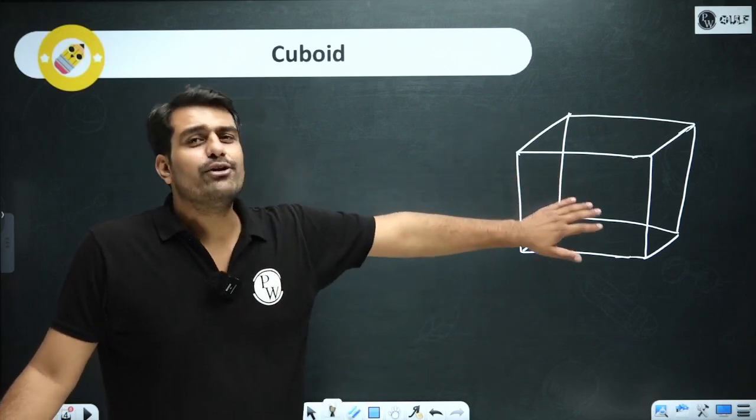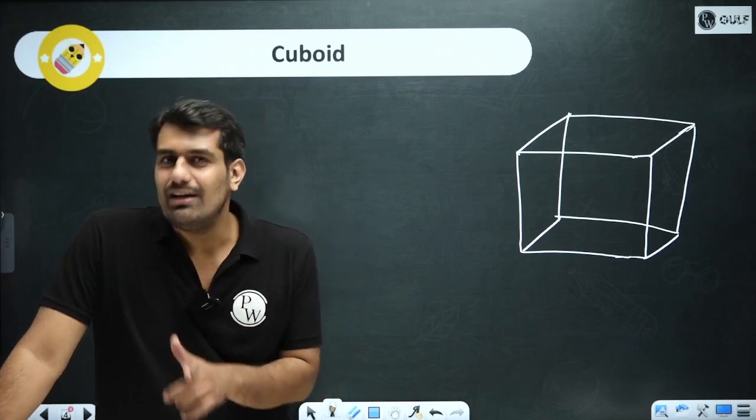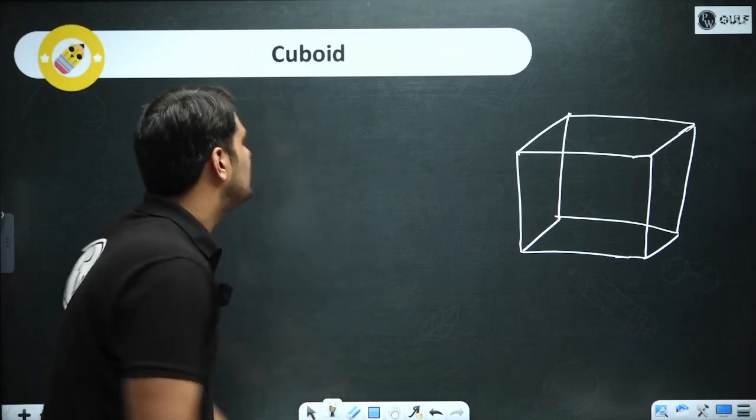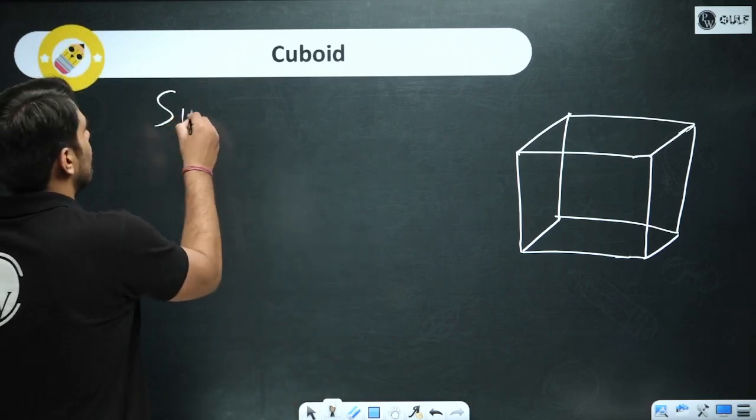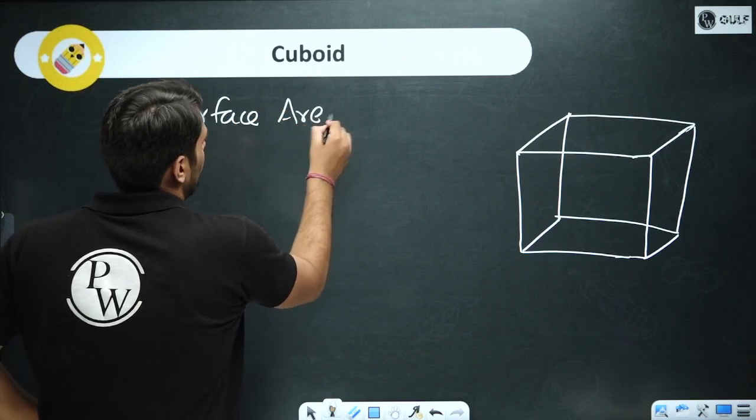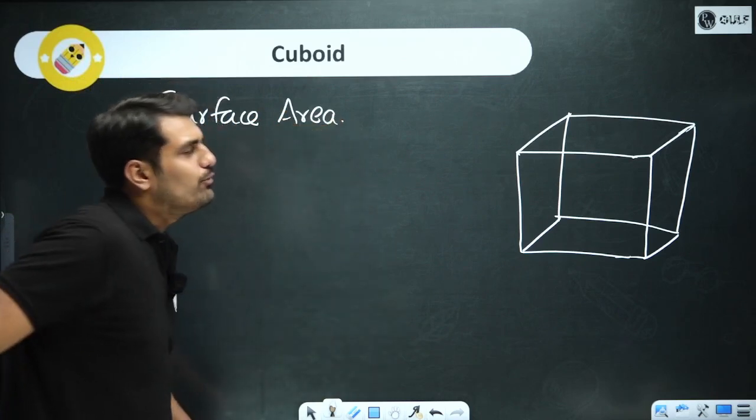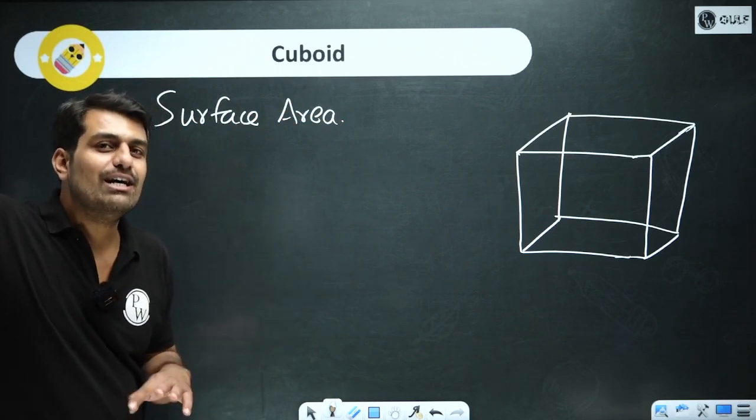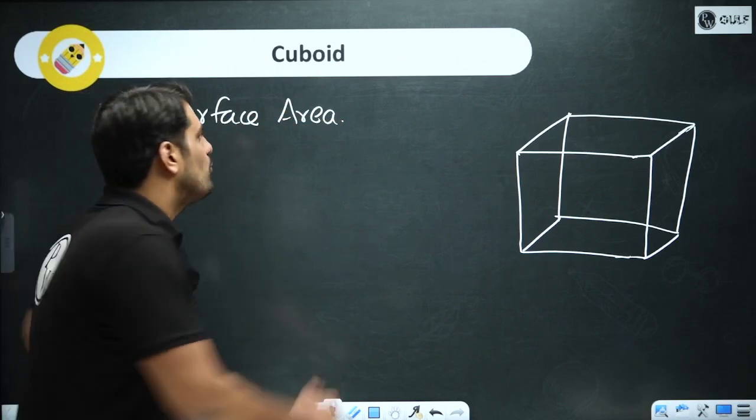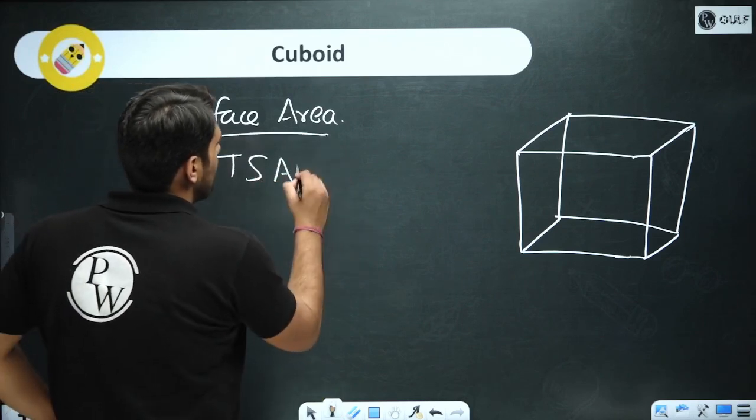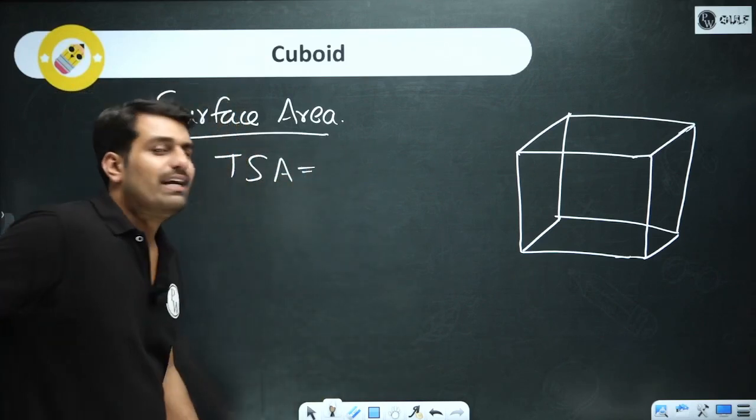If I talk about the cuboid, or any solid thing, there are two things we should be interested in. The first thing is the surface area, and the second thing is volume. In the surface area also we have two things. What are these two things? The lateral surface area and the total surface area. Now let's talk about the total surface area first, which we represent by TSA. Let's see how we get this total surface area.